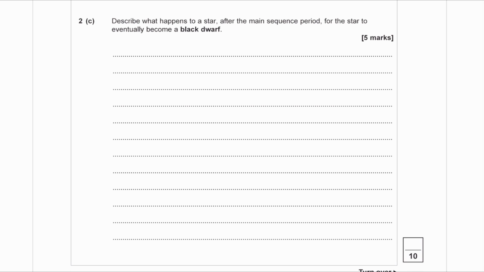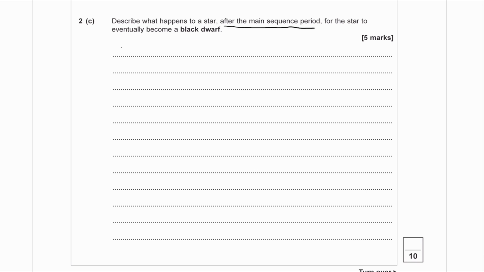Alright, so in 2C it says describe what happens to a star after the main sequence period. This is really important, after the main sequence period, for the star to eventually become a black dwarf. What we're talking about here is the star which is close to the size of our sun. The much larger stars will go down a different pathway because they're not going to form a black dwarf at all. What they're going to form is, of course, a neutron star or a black hole following a supernova.